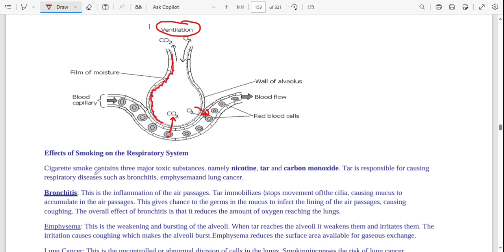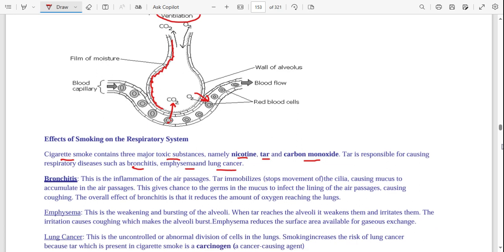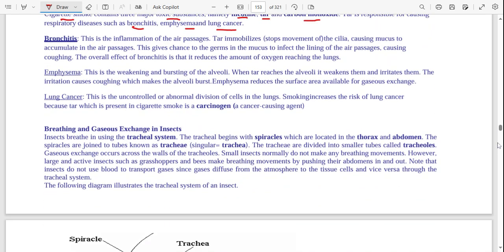But there are some things that can affect respiration. For example, cigarette smoke. This one is toxic because cigarettes contain three things: nicotine, tar, and carbon monoxide. And these can cause respiratory diseases like bronchitis, emphysema, and lung cancer. So let's look at some of these diseases. Starting with bronchitis. What is bronchitis?